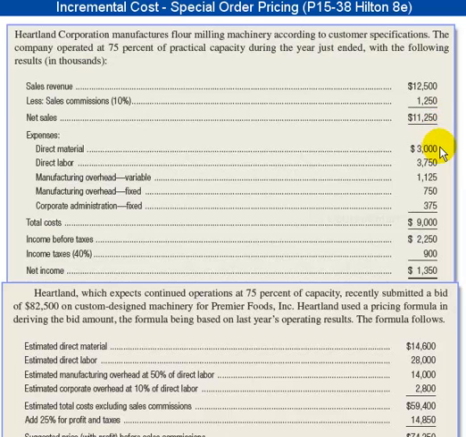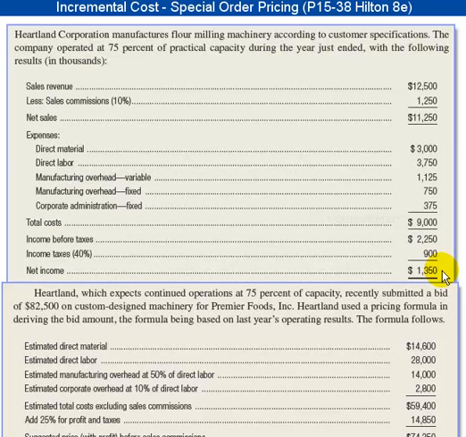Then we have various expenses appearing down here, some identified as variable, some identified as fixed. And we derive total cost, determine income before taxes of $2,250. This is all in thousands now. And $900 of income taxes. So net income was $1,350,000.